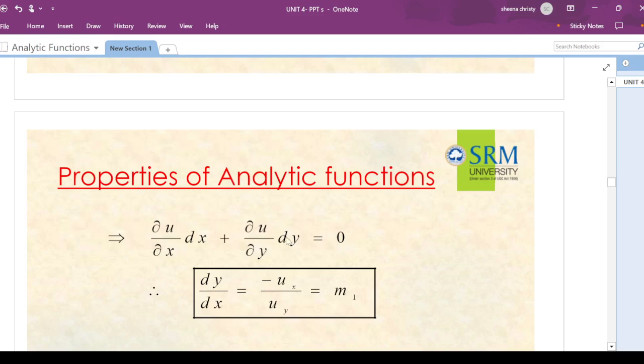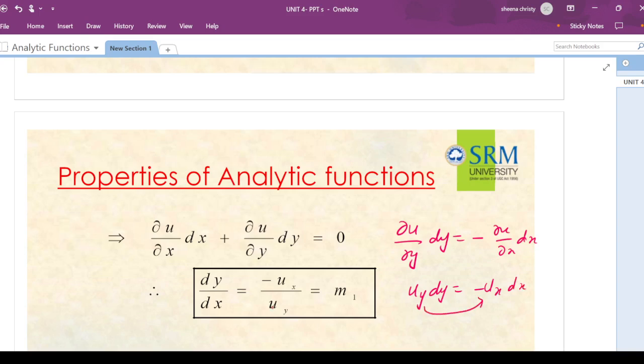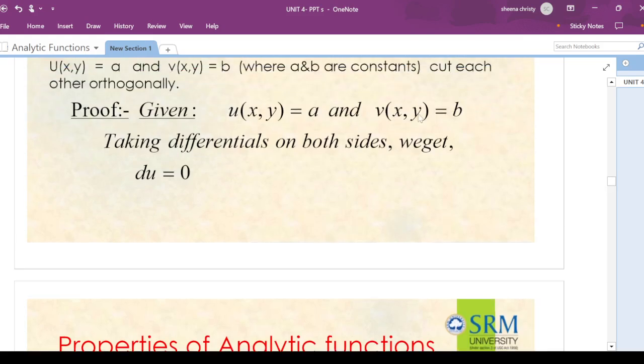Now, what is dy by dx? You can keep this alone here. So, ∂u/∂y into dy equal to minus of ∂u/∂x into dx. So, this can also be written as uy into dy equal to minus ux into dx. Now, bringing this to this side, you will get dy by dx equal to minus ux by uy, which is the first slope.